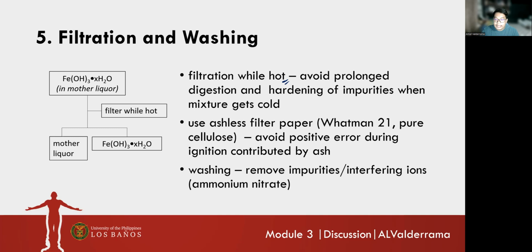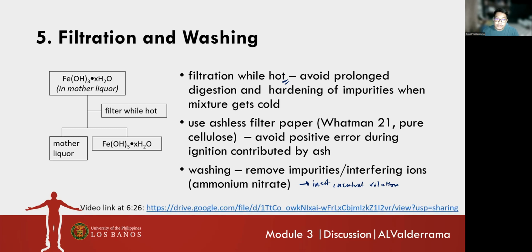And the washing using ammonium nitrate is for us to remove the impurities or the interfering ions. Your ammonium nitrate is an inert, neutral solution which will not interfere with your precipitation, digestion, or whatever process that you have already undergone. Okay? The only purpose of this ammonium nitrate is for you to remove any impurities that may have adhered on your precipitate. Okay? So now let's proceed to the video viewing of the filtration and washing part.